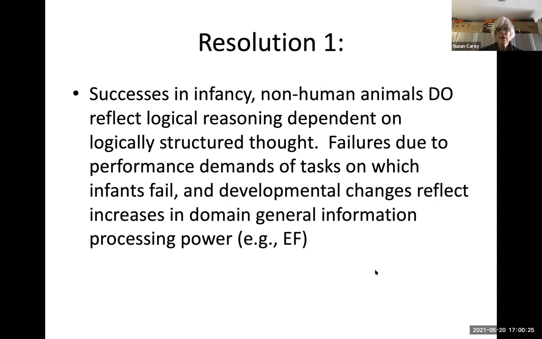Okay, so how do we make sense of these conflicting results? There are three resolutions to these conflicts, and I believe all three of them are open, right? The successes in infancy and in non-human animals do reflect logical reasoning dependent on logically structured thought. The failures are due to performance demands of the tasks on which infants fail, and developmental changes reflect increases in domain general information processing power that decrease the performance demands of the tasks. Okay, that's open. But these experiments have internal controls for the most obvious of those options.